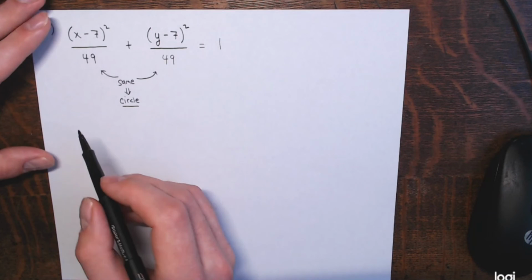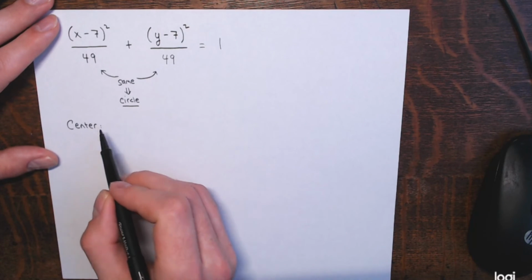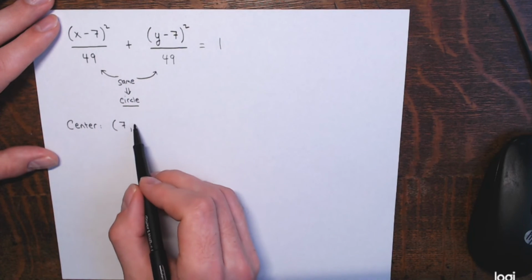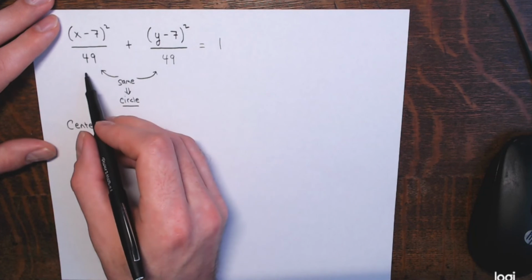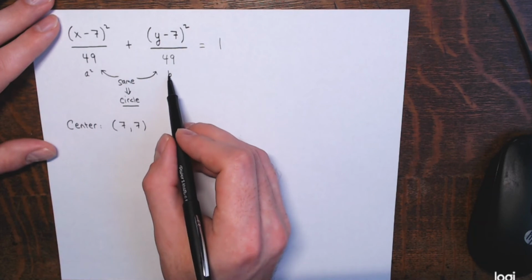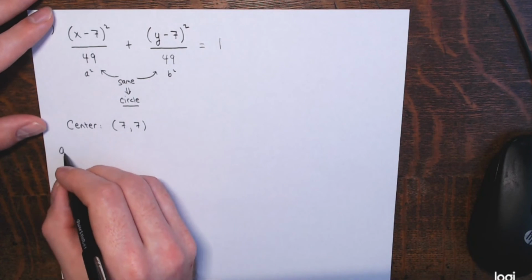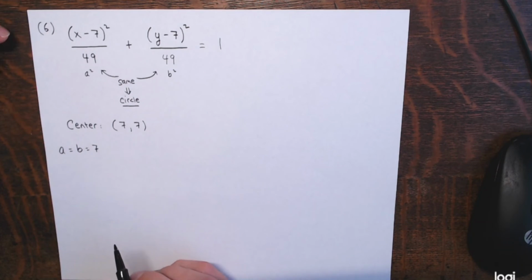We'll see that here, right? So the center is (7, 7). And then, it doesn't really matter. I mean, since they're the same value, they're a squared and b squared, or b squared and a squared, it doesn't matter, right? Because either way, a and b are the same value. They're both 7, right? Square root of 49.